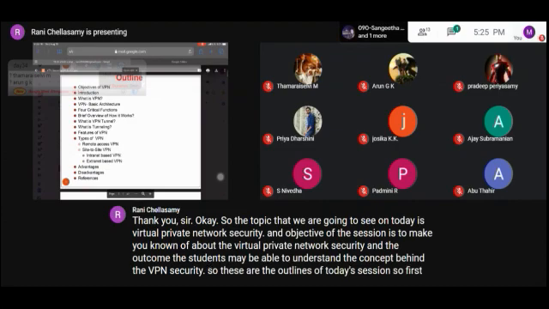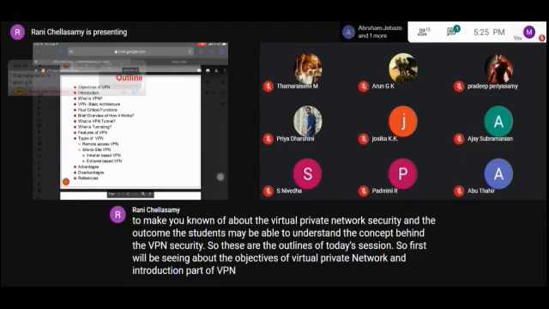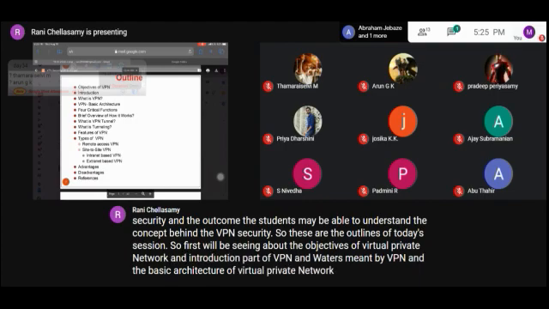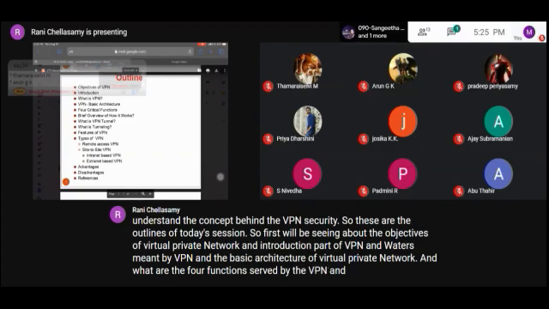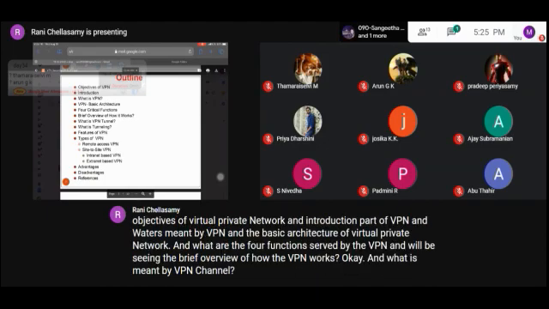First we'll be seeing the objectives of virtual private network, the introduction part of VPN and what is meant by VPN, the basic architecture of virtual private network, and what are the four functions served by the VPN. We'll also see a brief overview of how the VPN works, and what is meant by VPN tunnel and tunneling.